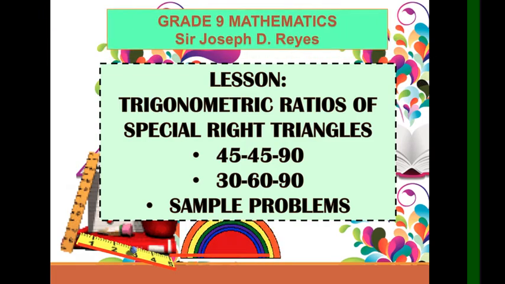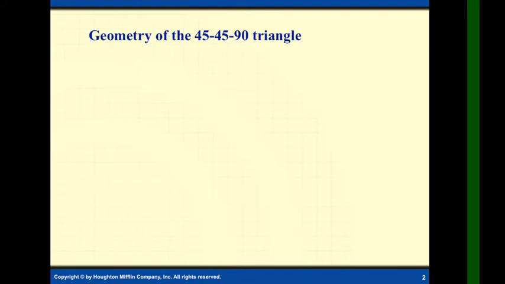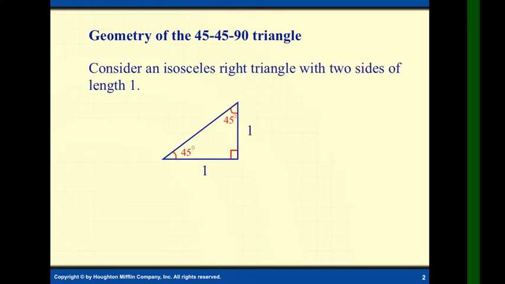And now let's proceed to our main topic for today, which is all about the trigonometric ratios of special right triangles. Geometry of the 45, 45, 90 triangle. Consider an isosceles right triangle with two sides of length 1. So this one is an isosceles right triangle with equal sides. No? Pag sabi kasing isosceles, meron siyang two equal sides. At yung measurement ng mga sides na yun is 1 and 1.